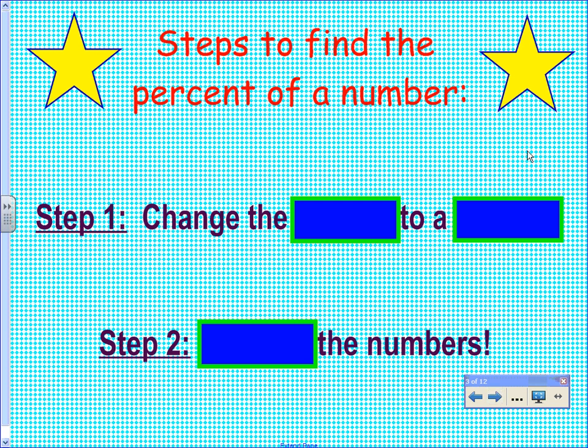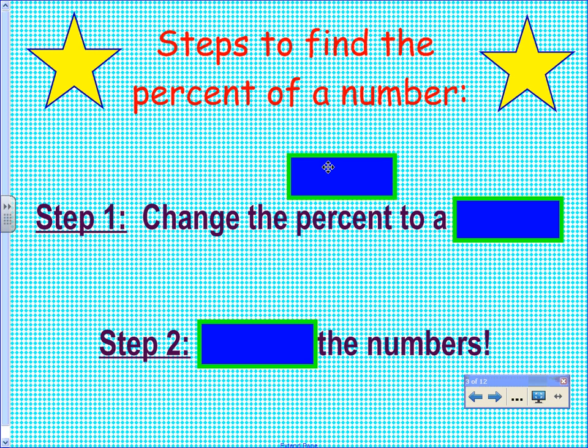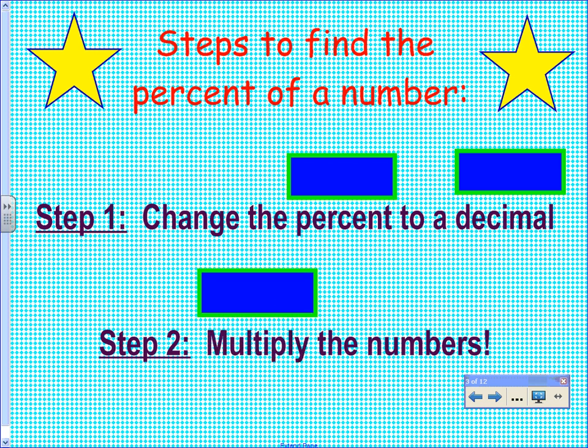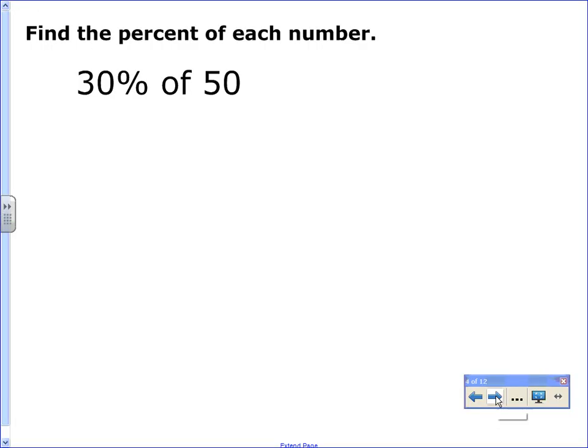So the first thing is, in order to find percent of a number, you have to change the percent to a decimal. That's the most important part. If you can't change that percent to a decimal, you're not going to be able to do this. Okay, and then step 2 is just to multiply the numbers. So it's a pretty simple process.